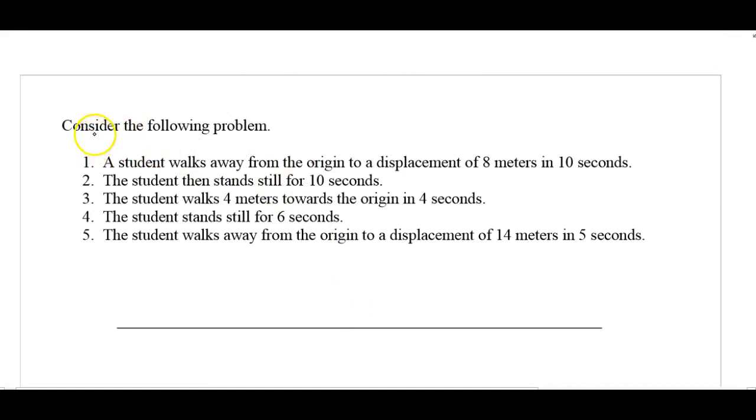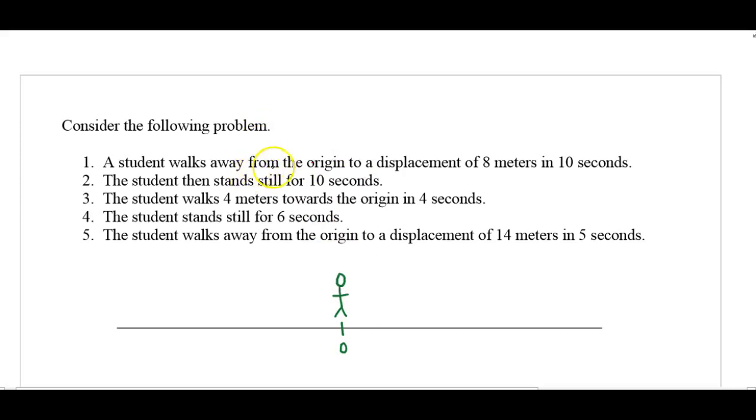Alright, so now we're going to look at an example of linear motion. So consider the following problem. A student walks away from the origin to a displacement of 8 meters in a total of 10 seconds. So let's just first think about there being an origin, and this person starting at the origin.